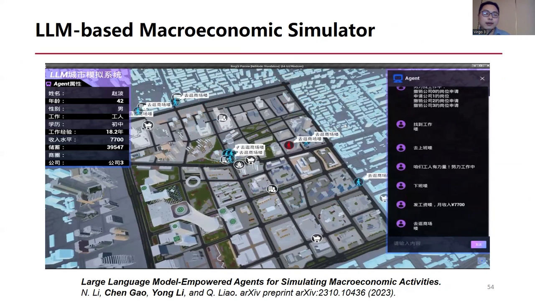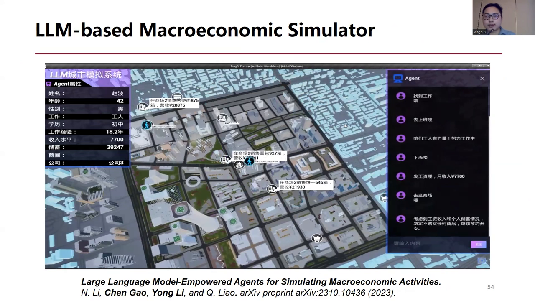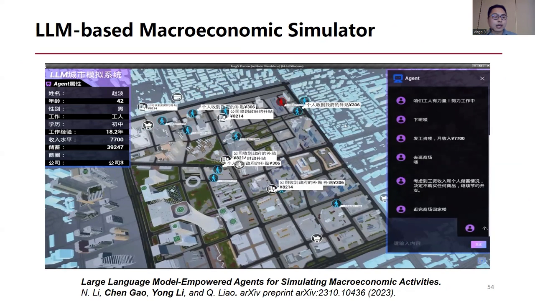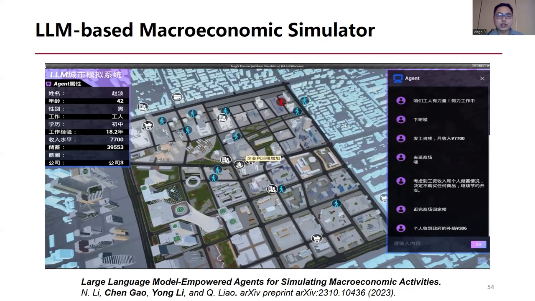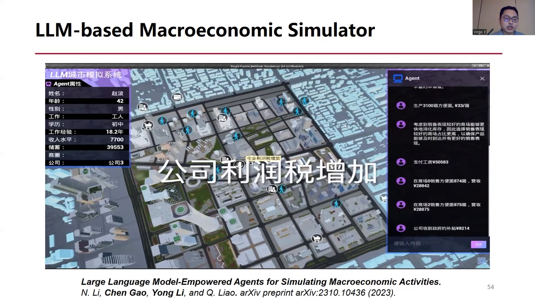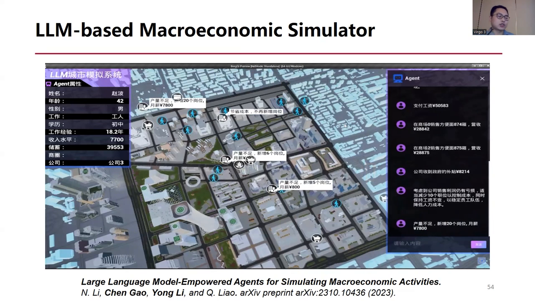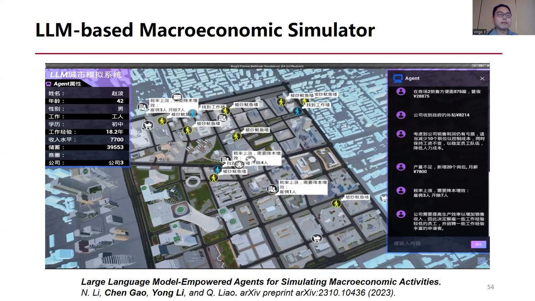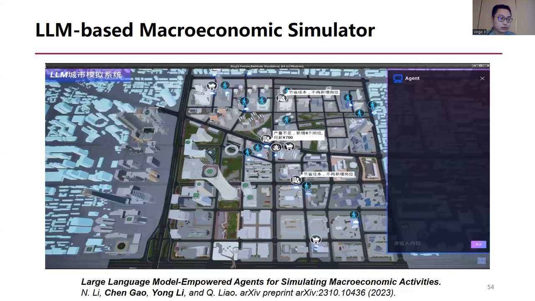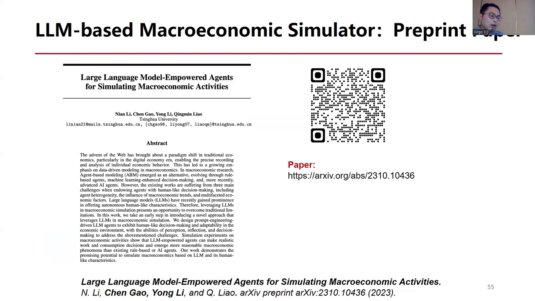In this area, the users can choose to work at specific organizations, and they can also spend money to buy products. We show how the agents reflect and how their memory updates during the simulation, and how they behave after an intervention such as a tax policy change, and it can well simulate real human data. Okay, this is the preprint of this work.